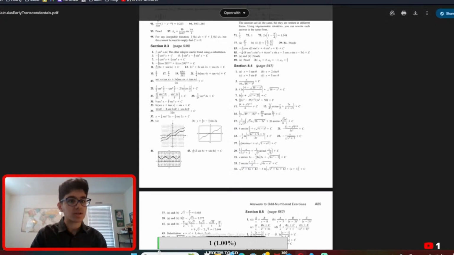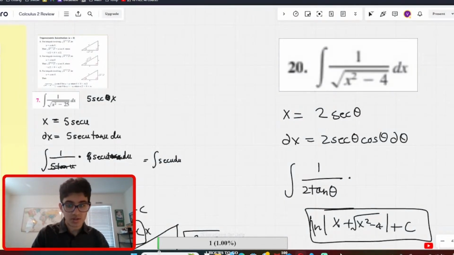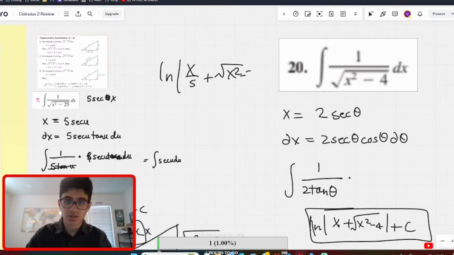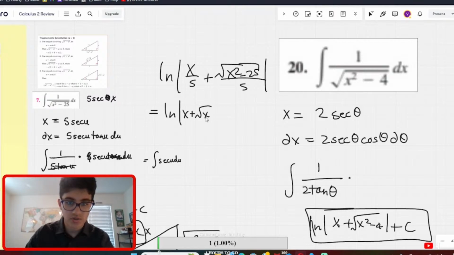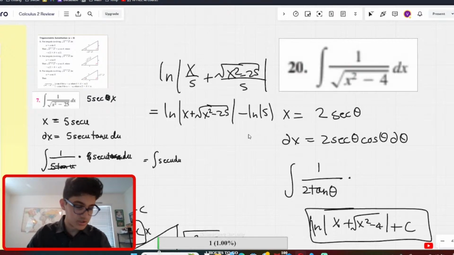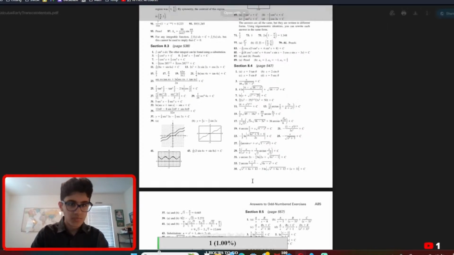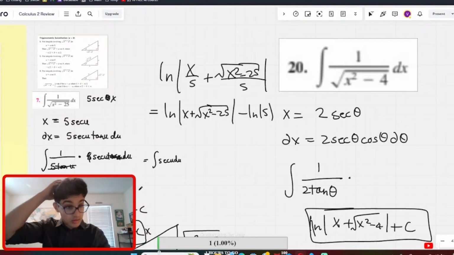Wait, actually, that might be the thing. You can take that out because that's basically a constant, right? So I think when they put plus c, they might have just factored that in. Because natural log of x over 5 plus square root of x squared minus 25 over 5 plus c is equal to the natural log of x plus square root of x squared minus 25 minus natural log of 5, and natural log of 5 is a constant. So just to save that, they combined that with the constant c and removed it, which actually makes sense. I'm sure that's what they did.